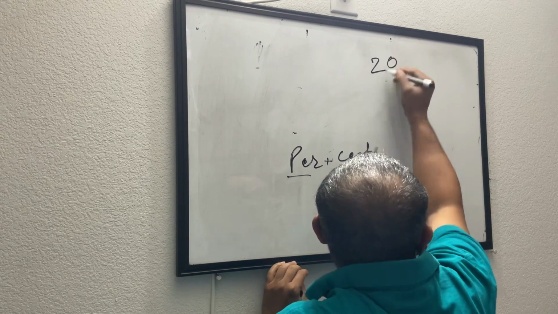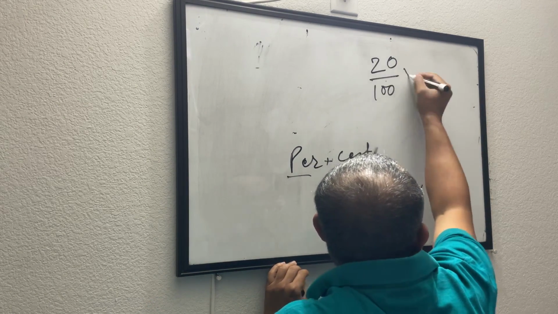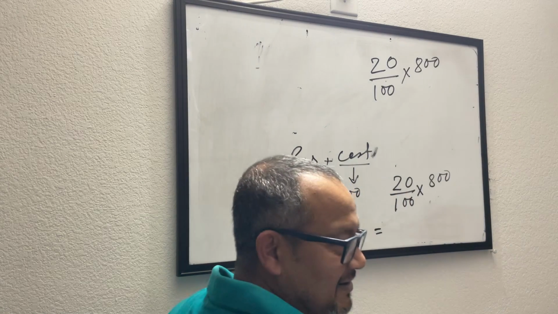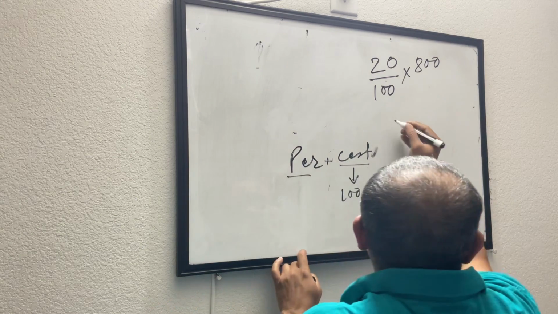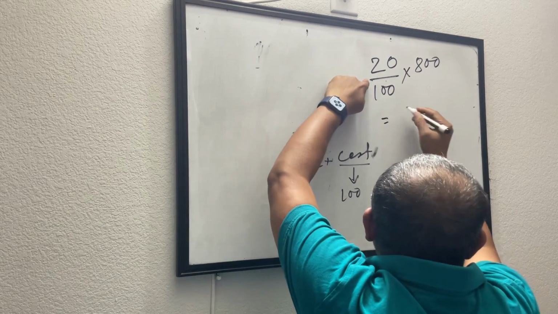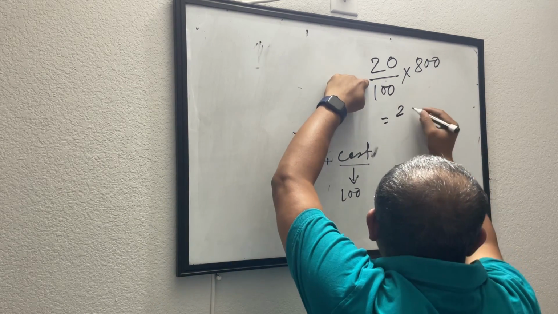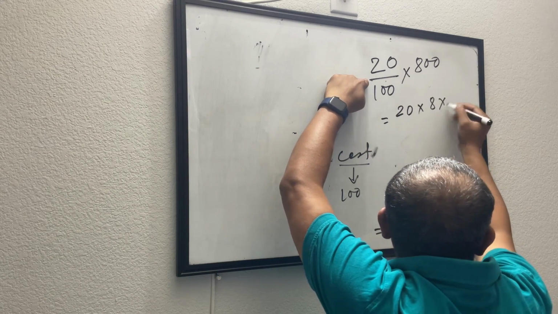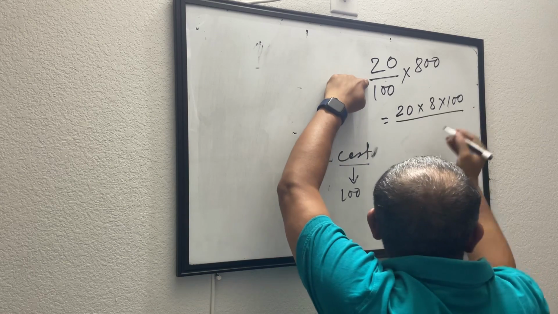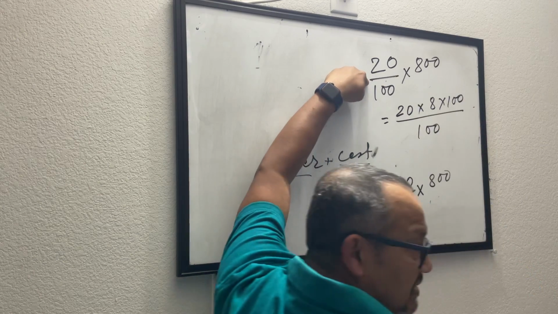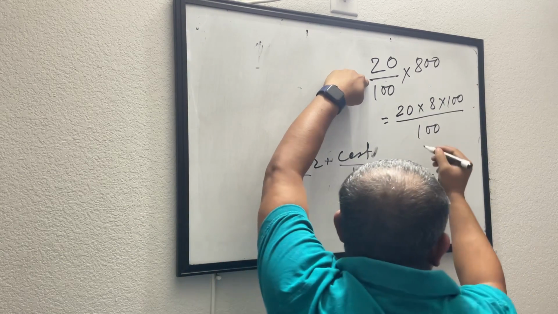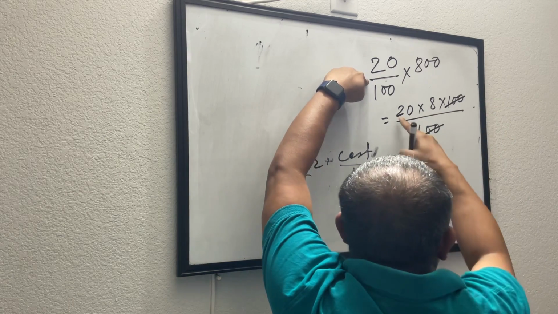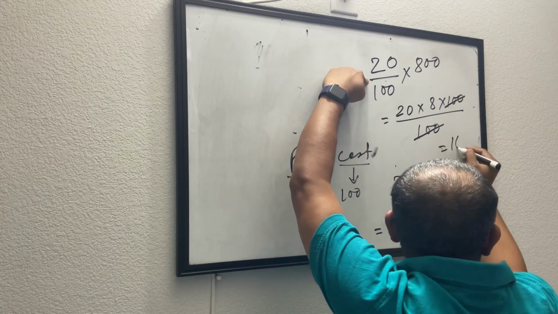Okay. So 20% of 800. Is it 120? Let me calculate it. Try doing review also. 20%. So 20 by 100 into 800. Let me break it down. 800 I can write as 8 into 100, correct? Now I'm doing tic-tac-toe. This 100 and this 100 I can do tic-tac-toe. What I'm left with? 20 into 8, 160.